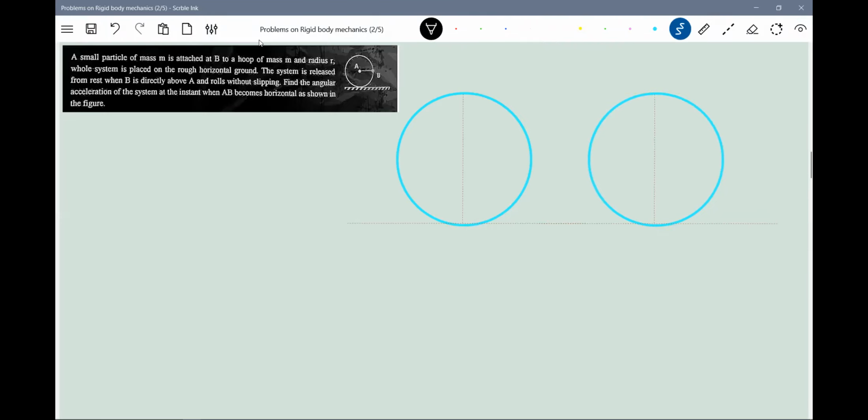What is the mass of that? Both are having the same mass. There's an O having mass M. There's a small particle attached. Find the angular acceleration when AB becomes horizontal.